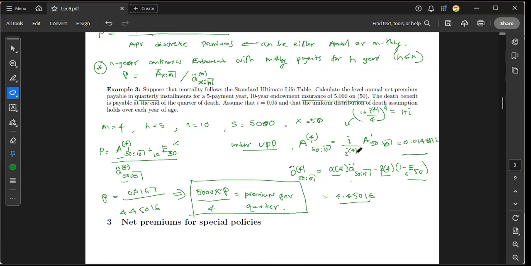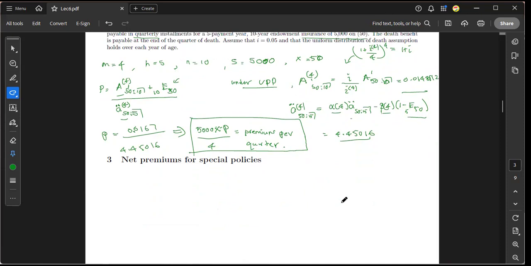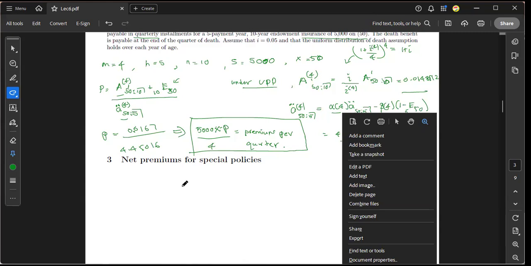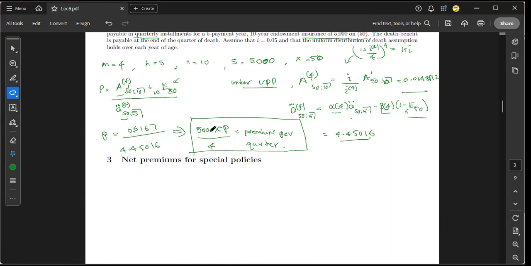So now you will see P always stands for $1 annual premium. So you have to first multiply it by the actual benefit to get the actual premium per year. And if it is monthly paid, then the annual premium should be divided by the number of intervals per year. It is 4 in here. So that's why we got 5,000 times P divided by 4 as the quarterly premium.